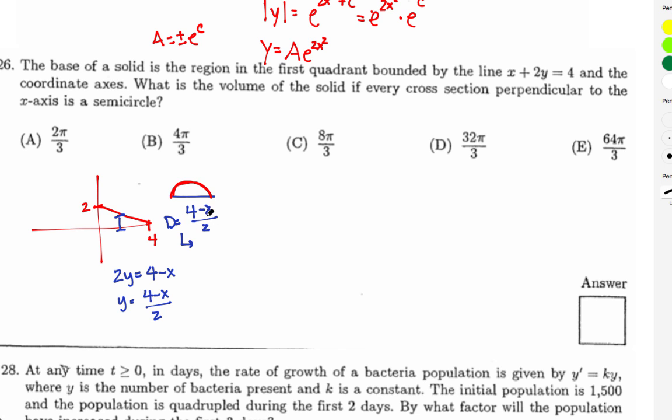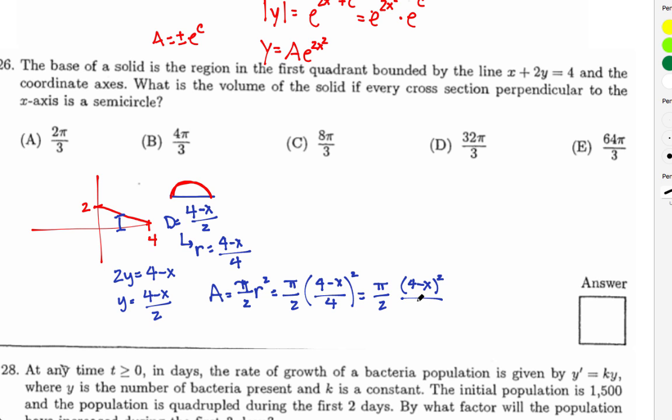So our radius is going to be 1/2 of that. So our radius is going to be 4 minus x all over 4. And again, I'm purposely not going to simplify this to 1 minus 1/4 x, because I want to be able to factor something out. I'll show you that in a minute. Our area of this semicircle is 1/2 pi r squared. So I have pi over 2, and then I have this 4 minus x over 4 squared. And so I have pi over 2, I have the 4 minus x squared on top, and then I have this 4 squared, which is 16 on the bottom.